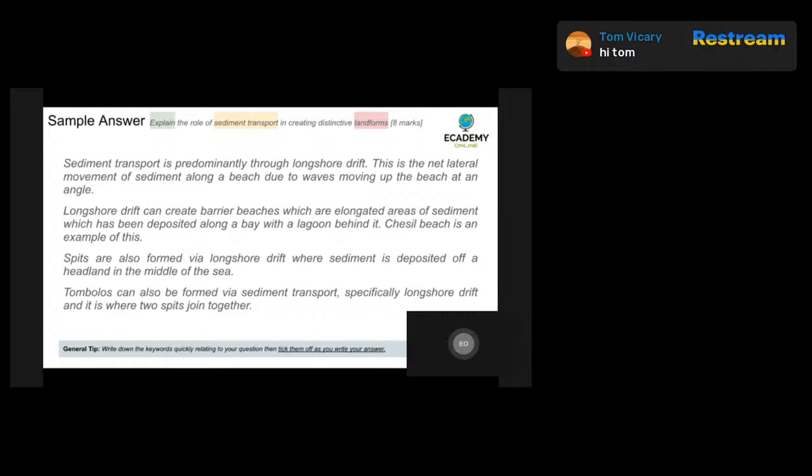Longshore drift can create barrier beaches, so the candidate identified a landform, which are elongated areas of sediment which has been deposited along a bay with a lagoon behind it. Chesil Beach is an example of this. So whilst the candidate had identified a relevant example or landform, they've not identified the role of sediment in the creation of that landform.